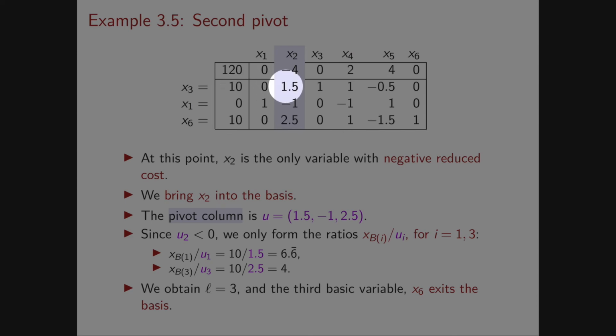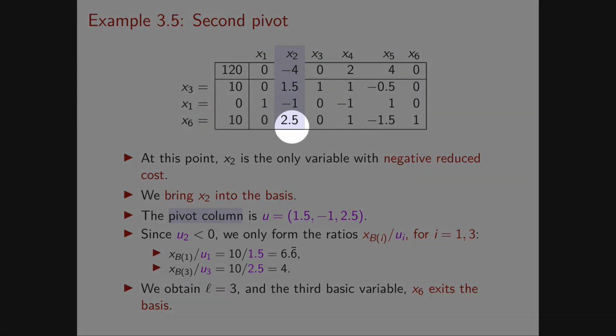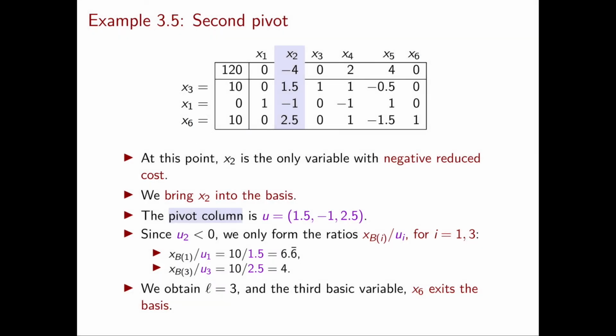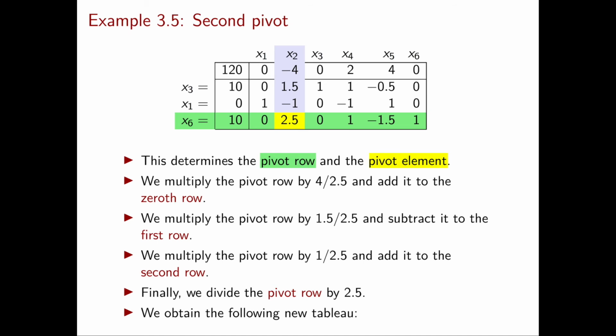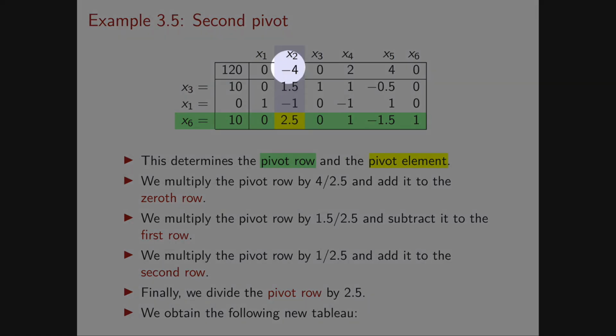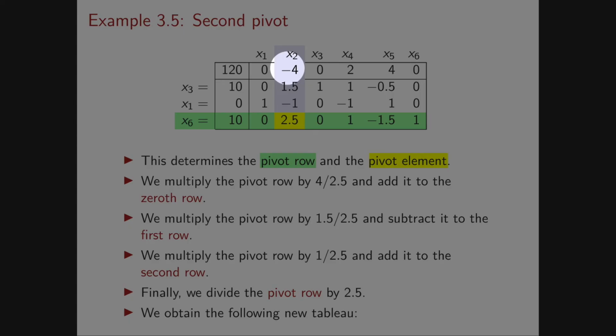So we have 10 divided by 1.5 and 10 divided by 2.5. The smallest of the two is 10 divided by 2.5. So the third basic variable, namely x6, will leave the basis. So the third row is the pivot row, and accordingly the pivot element is 2.5. To construct the next tableau, we need to obtain 0, 0, 0 and 1 using elementary row operations. To obtain a 0 in the 0th row, we multiply the pivot row by 4 divided by 2.5 and add it to the 0th row.